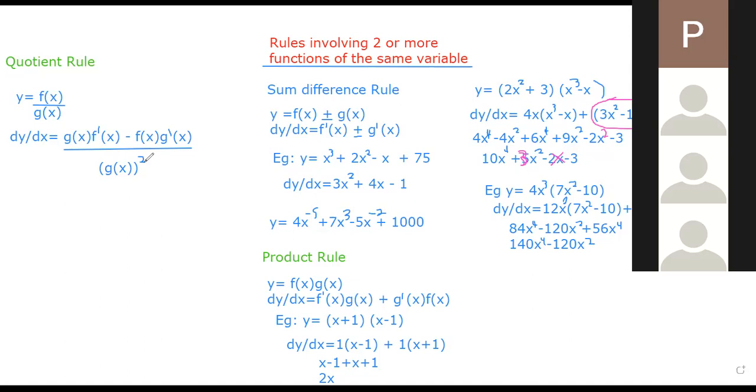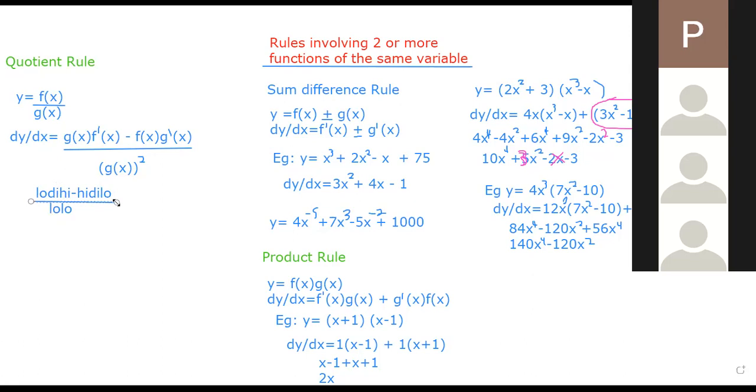Now, there's a mnemonic to remember this. Sometimes it confuses, so there's a mnemonic: low d-high, minus high d-low, over low low. That's the mnemonic to remember it.